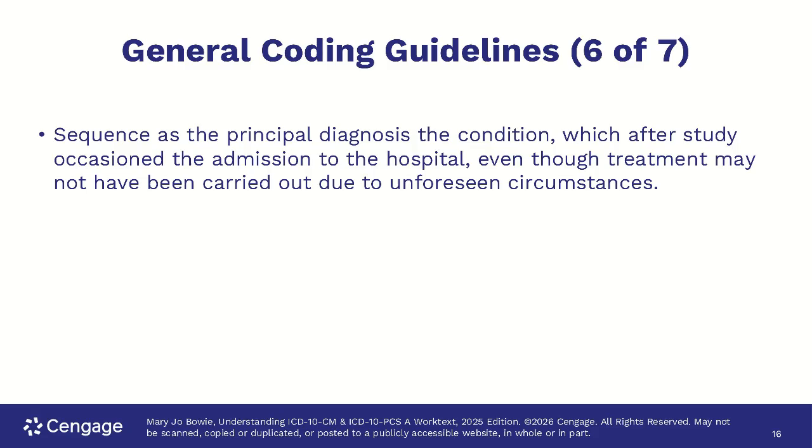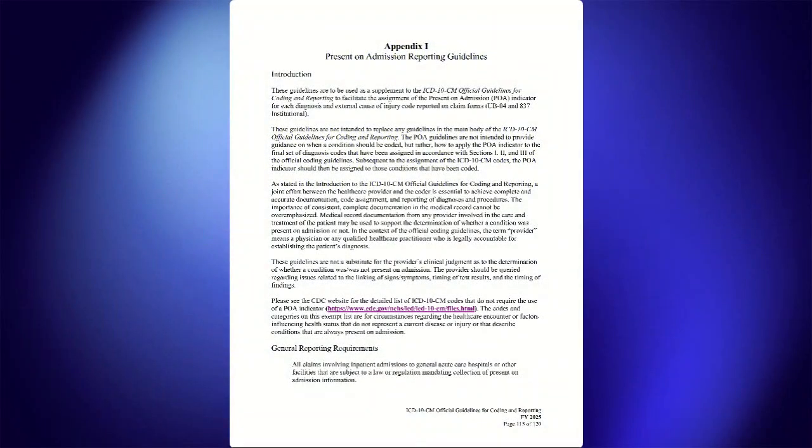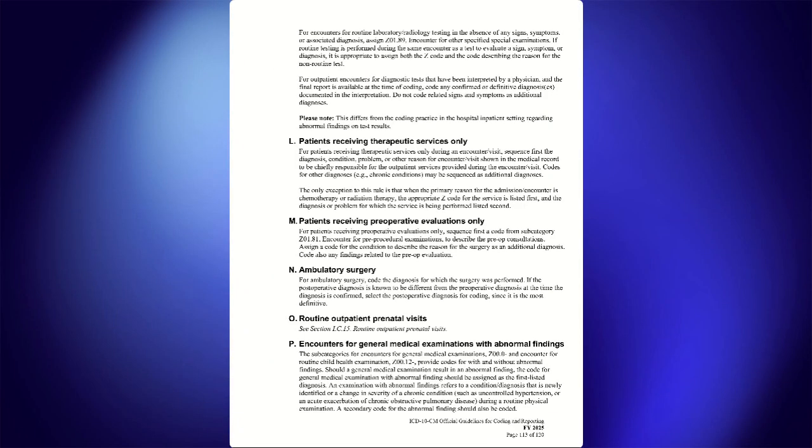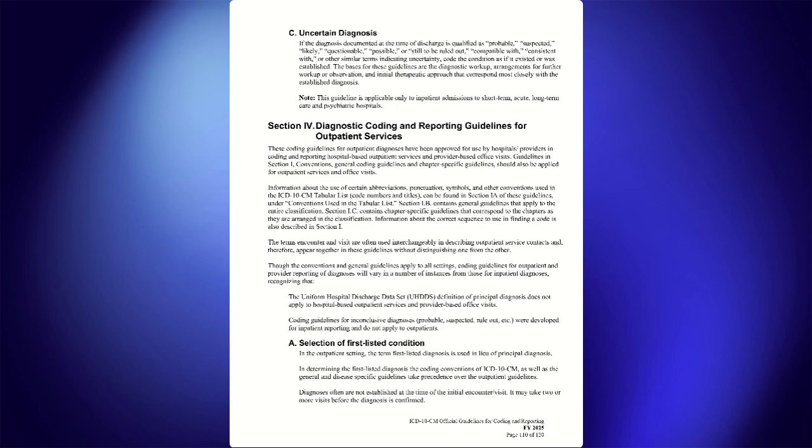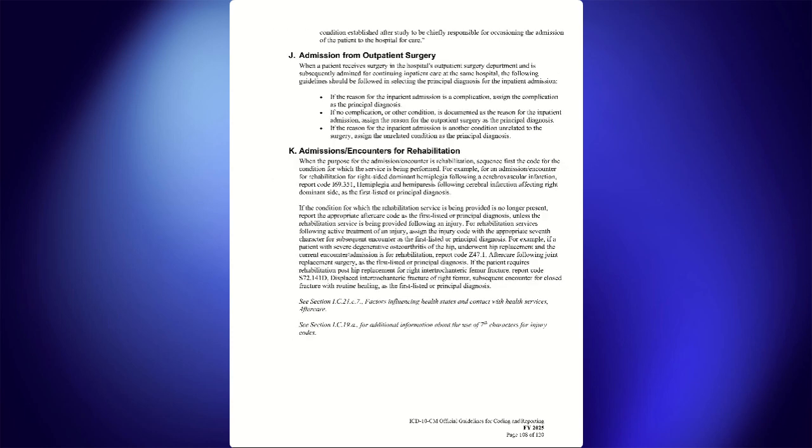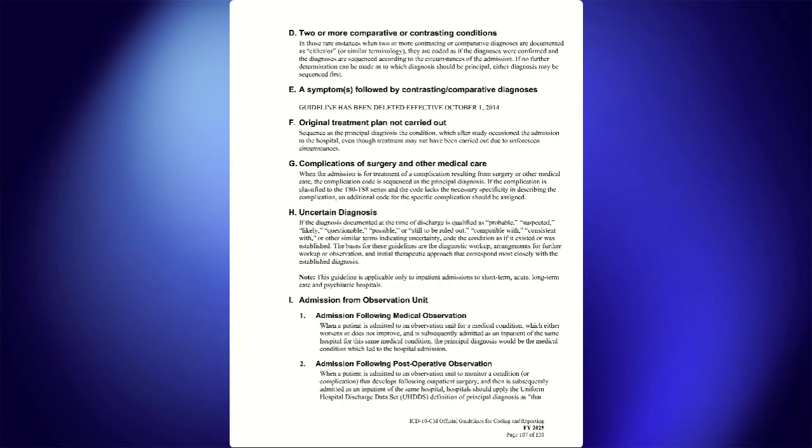So this one, when you look at it on the screen, is a little confusing. I want to take you into the guidelines to what they're actually calling out. What they're calling out are situations when the original treatment plan has not been carried out. So let's say the patient comes in, scheduled for a hip replacement surgery, right? They're admitted to the hospital, ready to get that surgery done, and they all of a sudden get congestive heart failure, and the surgery is canceled.